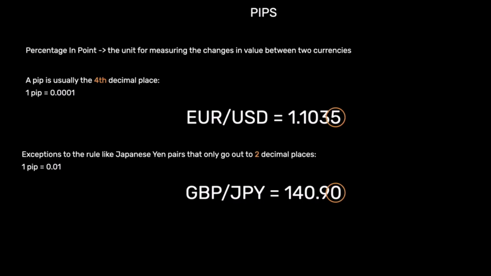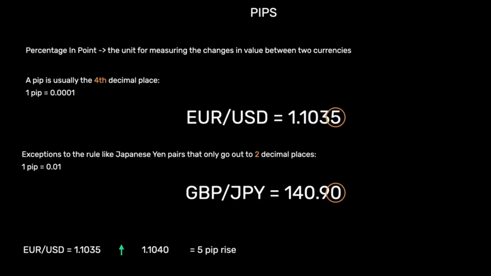So let's do a quick little pip quiz. If euro dollar rises from 1.1035 to 1.1040, how many pips has that gone up by? So pause the video now if you want to write that down. And the correct answer is 5 pips, okay?